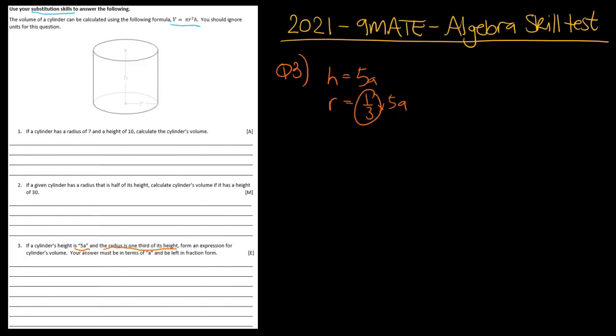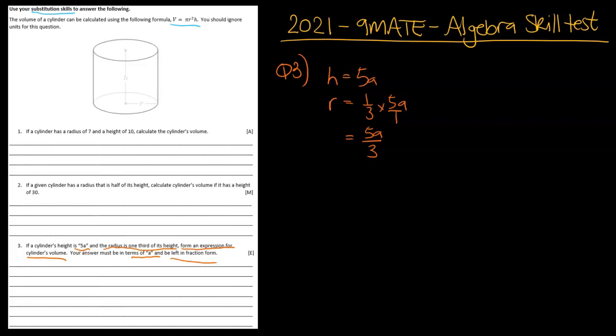Don't forget, that's a fraction. So I'm just going to simplify this a little bit. That's over 1. So top times top is 5a, bottom times bottom is 3. So we now know the height in terms of a, and we know the radius in terms of a. We've been asked to form an expression for the cylinder's volume. Your answer must be left in terms of a and must be in fraction form.